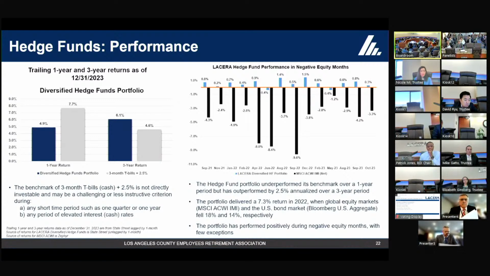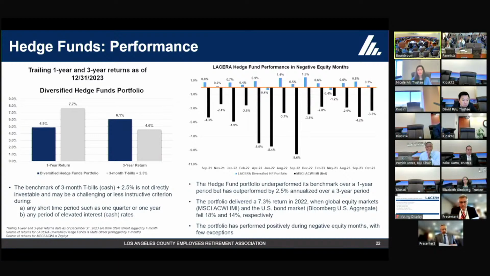Relative to the benchmark and shown on the left side of the page, the portfolio has underperformed in the recent year and has outperformed over a 3-year time frame. As Vache mentioned, it is important to note that the benchmark of cash plus a spread of 2.5% is uninvestable, and comparisons to it in short time periods are less instructive.